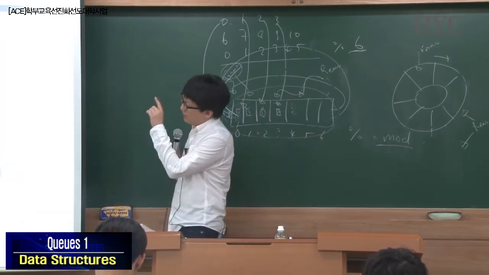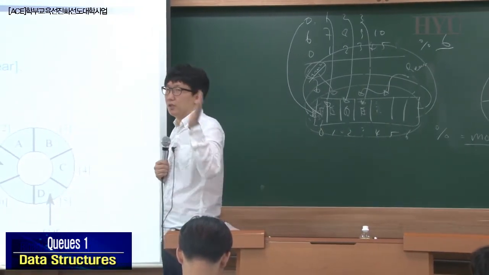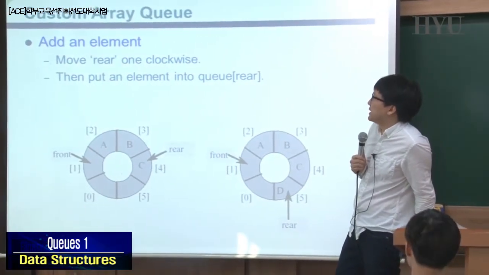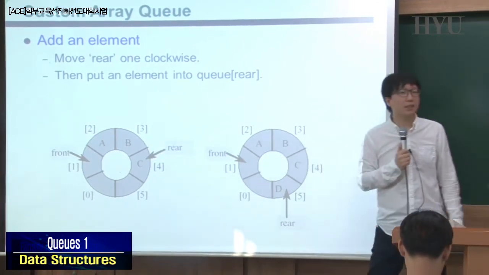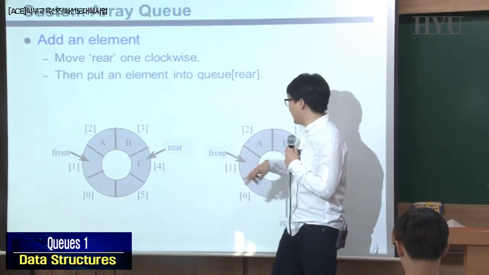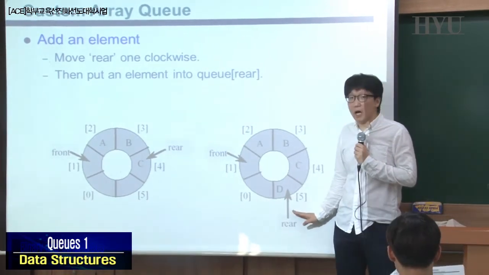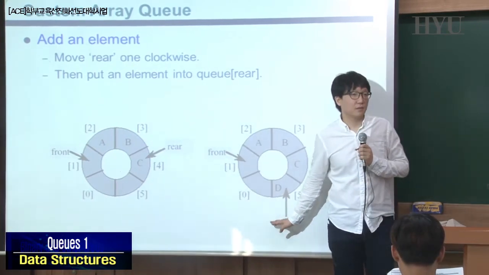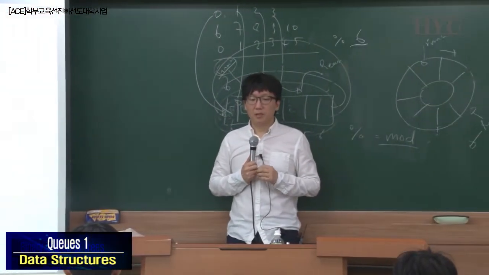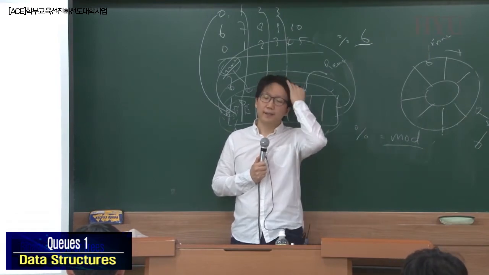So in this way, rear is at the counterclockwise, one before the first value, and we are still pointing to the last value. In this way, in a circular array Q, adding an element means moving the rear one clockwise. The clock is going this way. So I'm going to add another value, D, in this array. D, rear is now 5. Okay, it's the same as the one-dimensional array representation that we looked at. Putting elements in the queue at the rear is still a constant operation, right? I'm simply adding an element to an array.